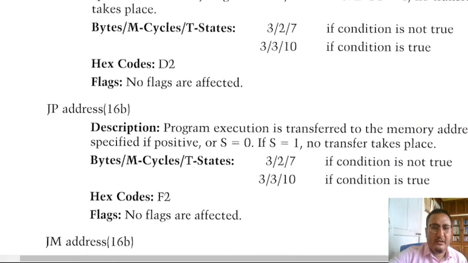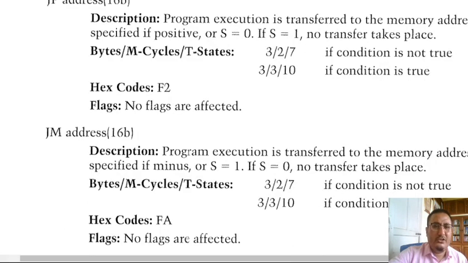Now likewise, JP is another instruction, jump on plus. So JP is an instruction that's capable of, on execution, transferring program execution to the address location specified in the instruction if sign flag is equal to 0. If sign flag is equal to 1, then no transfer takes place. Now it requires 3 bytes, 2 machine cycles and 7 T states if the condition is not true, and it requires 3 bytes, 3 machine cycles and 10 T states if the condition is true. Now the hex code is F2 and flags, none of the flags are affected.